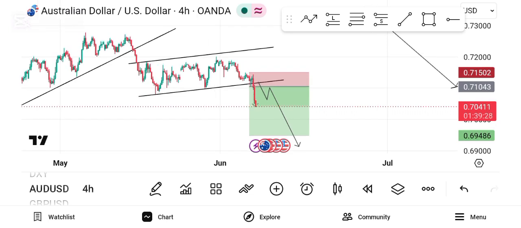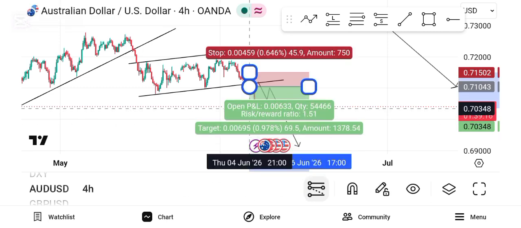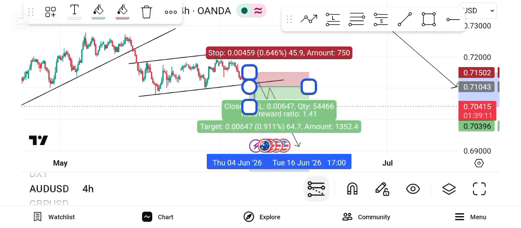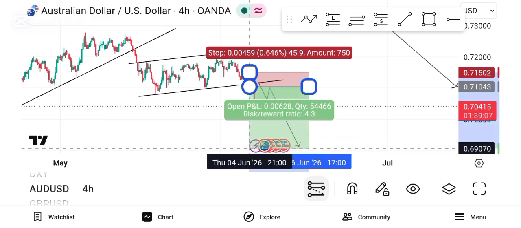Once price broke out of this place, I was going to sell. So when price broke out, I sold, and currently I'm in profit. I'm currently at 1.41 right now. So I'm still expecting price to drop further.